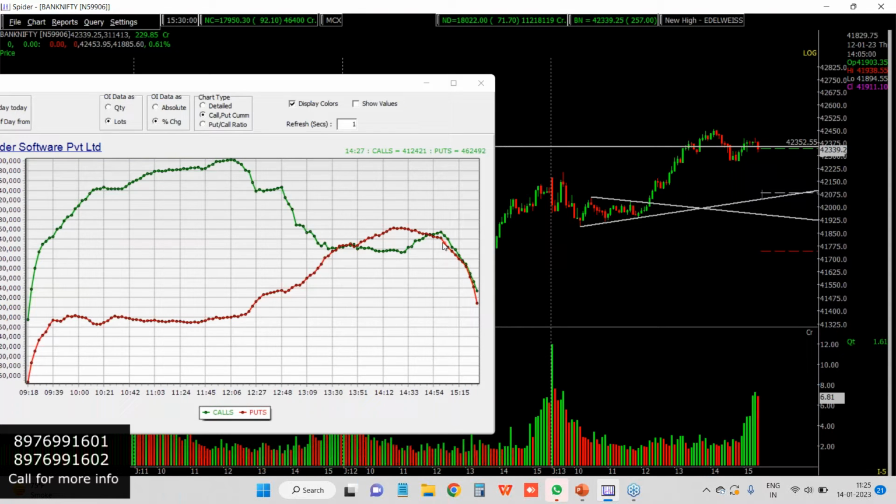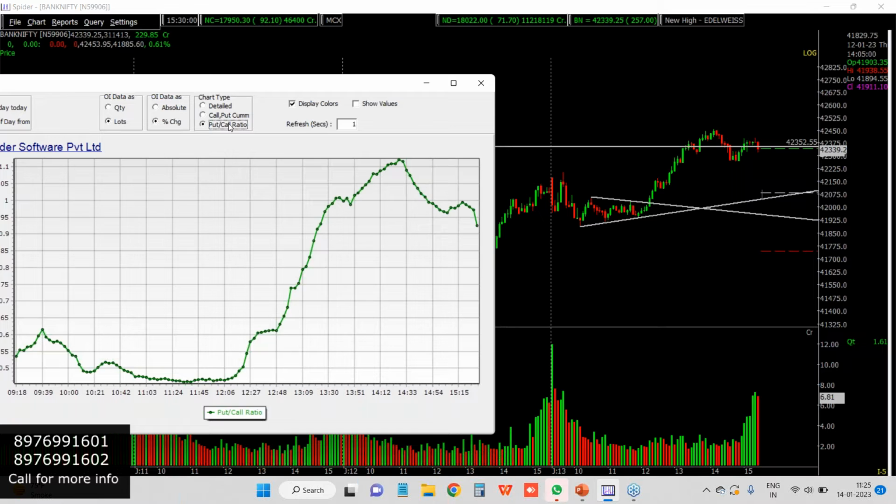So what to do at this time, when both of them are going in the same direction? It is expected that the market will be sideways, but it is not always like that. So at that time, what you can check is the put call ratio. This is the overall chart that you can observe. It gives you an overall idea of what the current trend of the market is. And in the end, it was showing sideways only over here.